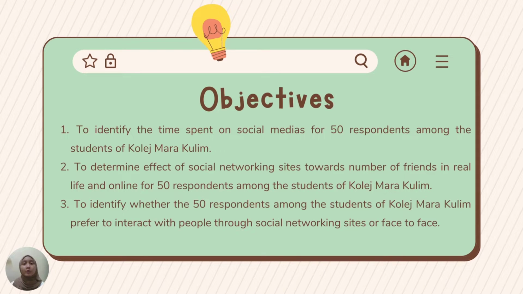Firstly, let us look at the objectives of the research that has been conducted by our group. We have identified a total of 3 objectives altogether. The first one is to identify the time spent on social media by 50 respondents among the students of College Marakulim. The second objective is to determine the effect of social networking sites on the number of friends in real life versus online for 50 respondents among the students of College Marakulim.